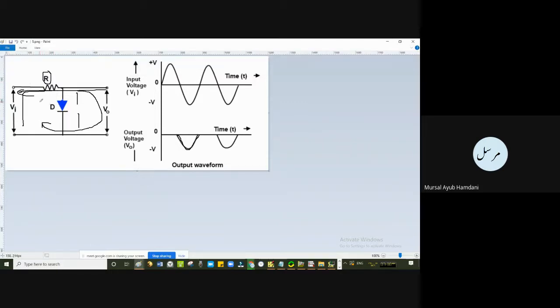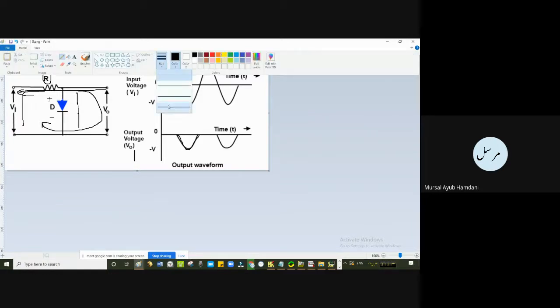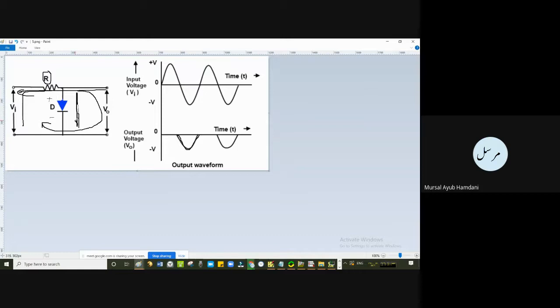Now for the positive half cycle, what will happen? The positive will come here and the negative will come here. So in this case it will be short circuited, isn't it? Because it is forward biased. However, what does this short circuit mean? That the terminal at the output goes to ground. So it is the opposite of the series case.